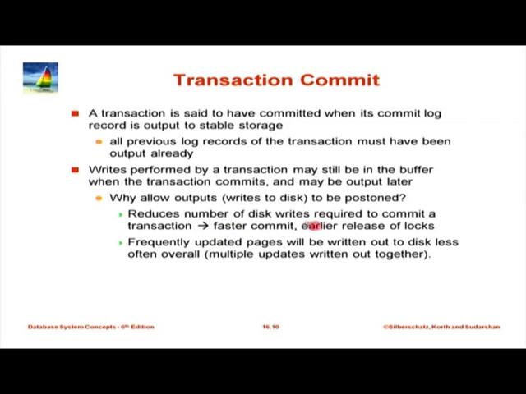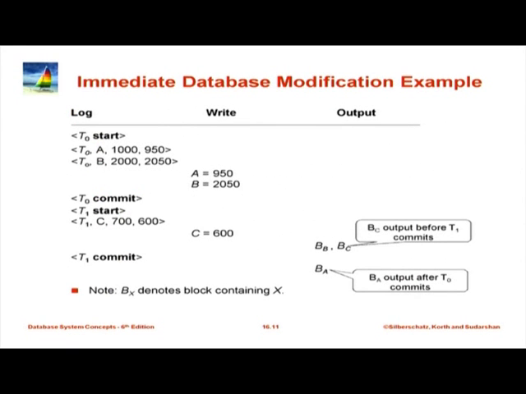It reduces the number of disk writes to commit a transaction, so commit is faster. In particular, if a page is updated many times, because it is not immediately output to disk, the updates of this transaction and the next may all be collected on that page before it is output. So, instead of 3 or 5 different outputs, it is output only once. So, the number of outputs actually can decrease, and efficiency improves.